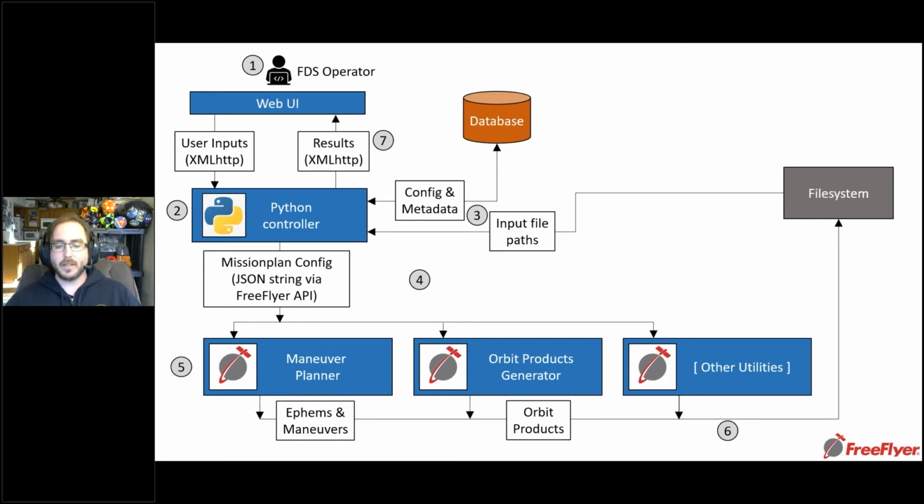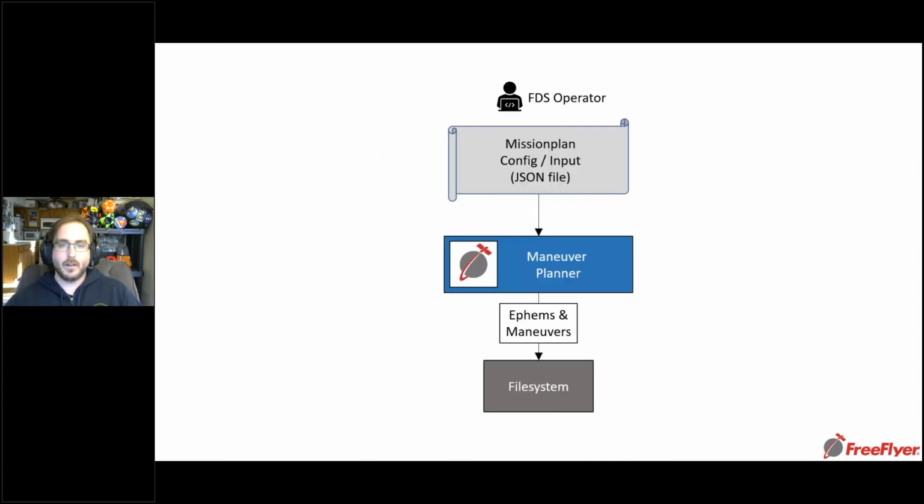The JSON injection method may seem like it's a little bit overly complicated at first, but there's a reason for it. We knew it was going to take considerable effort to build out the user interface, the Python controller, and the database. But since the beating heart of the system is the FreeFlyer mission plans, we wanted to make sure that development on that could start right away. So when these mission plans start, the first thing they do is they check to see if they've received that JSON configuration string via the Python API. And if they haven't, then they say, oh, well, I must be running in standalone mode, and they look for a JSON file on the file system, which is depicted here.